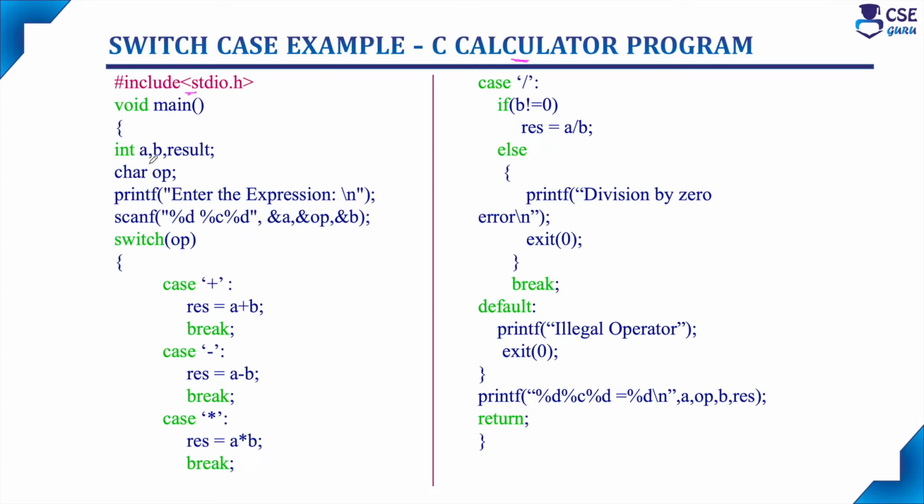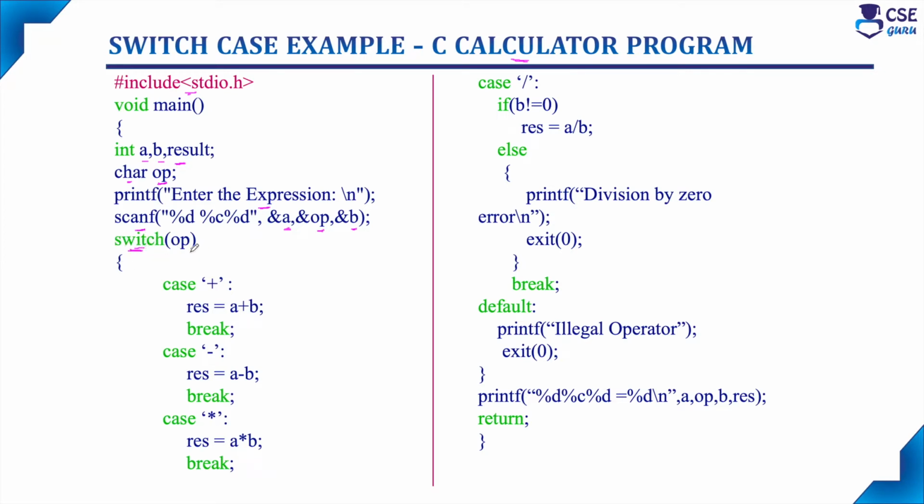Here, we have declared three integer variables a, b and result. And the operator we have declared as a character variable. Then using the printf statement, we display on the output screen, enter the expression. So the complete expression we need to enter, and using the scanf statement, we accept the expression, that is the variable a value, the operator and the variable b value. Now, using the switch case statement, implement the calculator program.